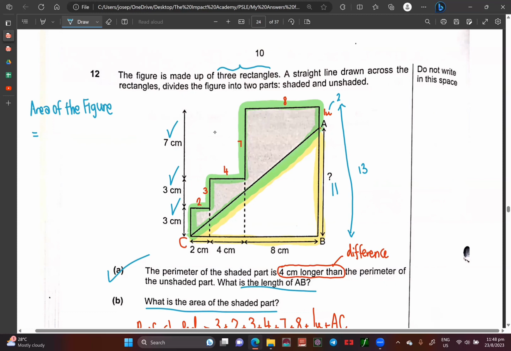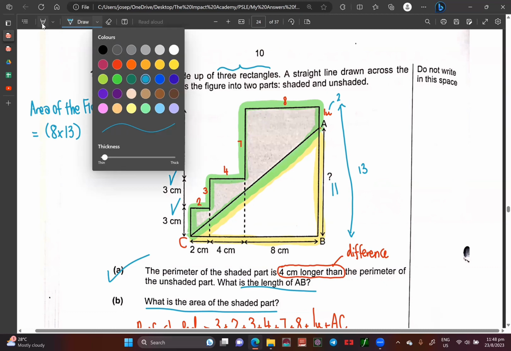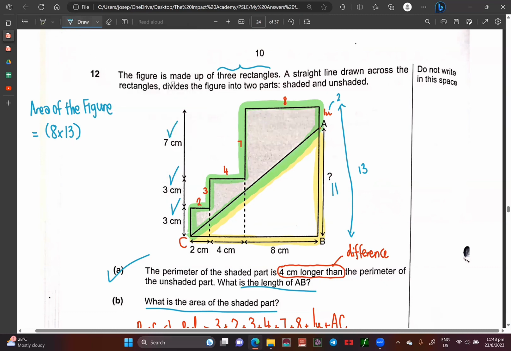We know that it's 8 times 13. So this is the big rectangle. Which one am I referring to? I'm referring to this one over here. Let me just check it for you so that you know. I'm referring to this big rectangle. Now next one, plus the medium one. We have 4 over here, we have 3 over here, and we have 3 over here. So that's basically 4 times 6. Plus the smallest one, which is 2 and 3. Very simple.